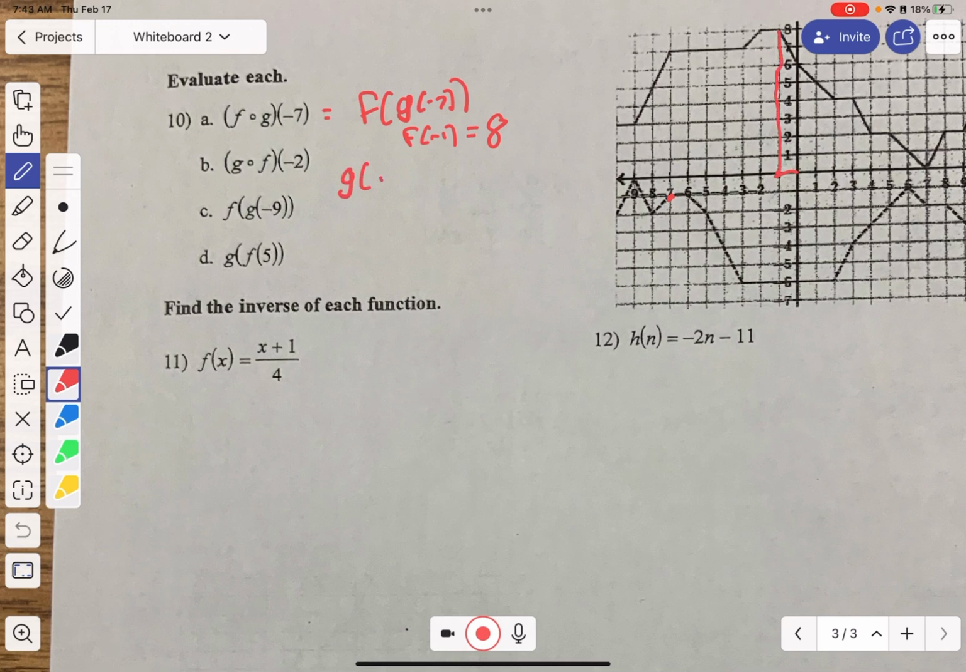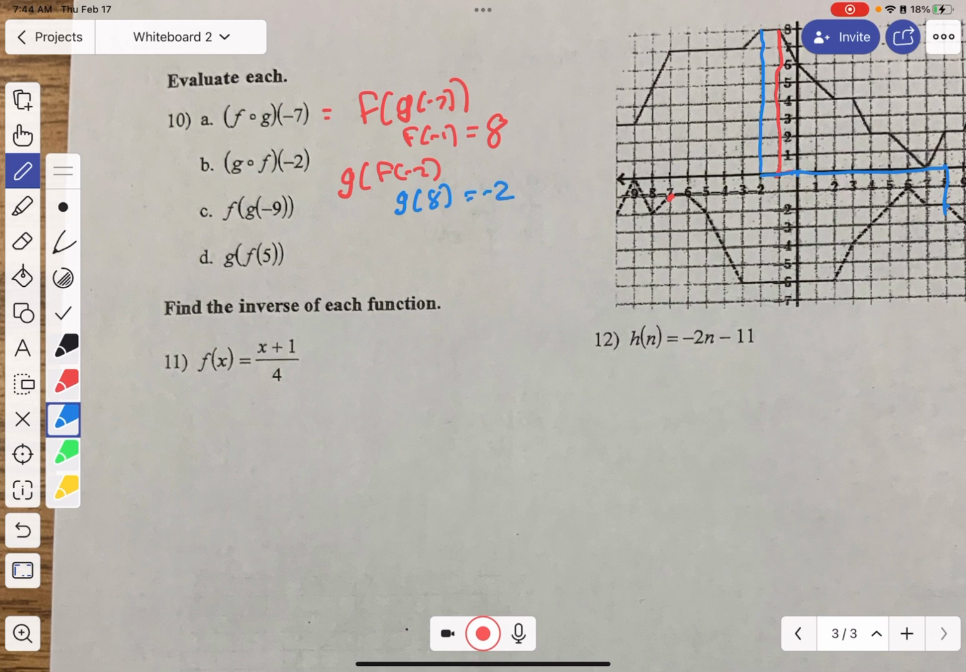Now we've got to find g of f of negative 2. So I'm going to find f of negative 2 first. There's negative 2. Go up, it's at 8. So I got to find g of 8. g of 8, go down, is at negative 2.